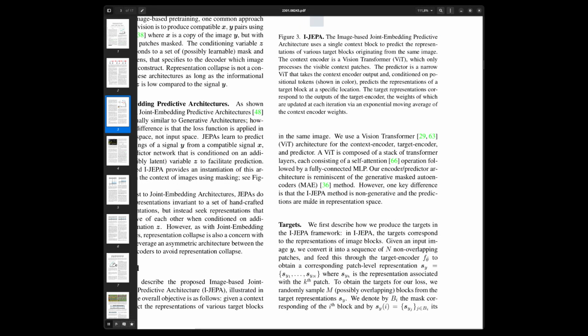Targets. We first describe how we produce the targets in the IJEPA framework. Can you see my screen right? Because I'm hearing some weird Discord sound.